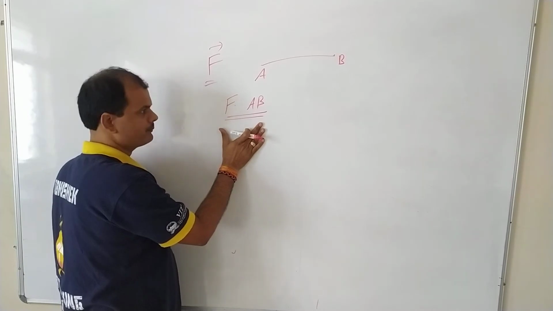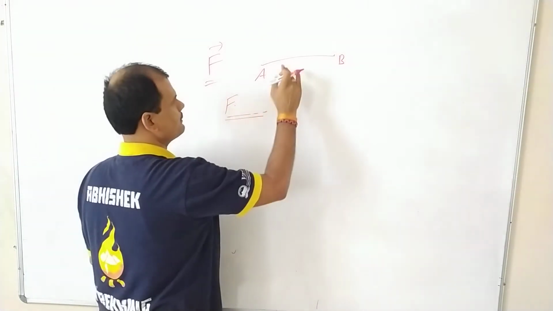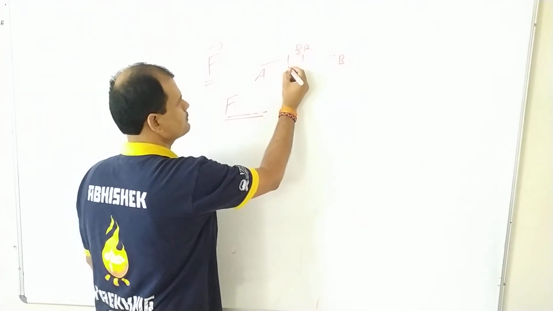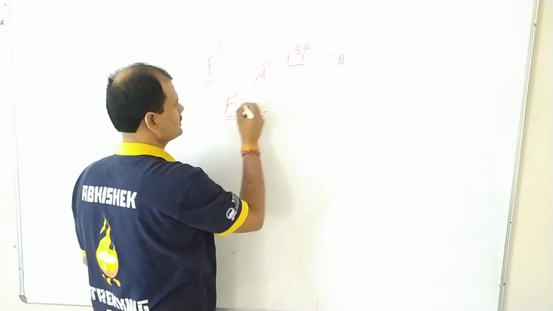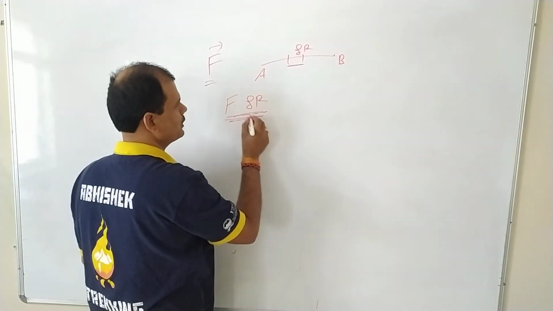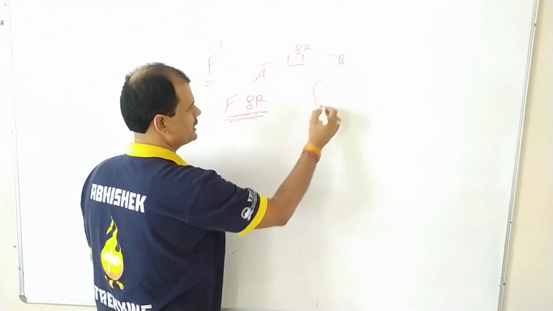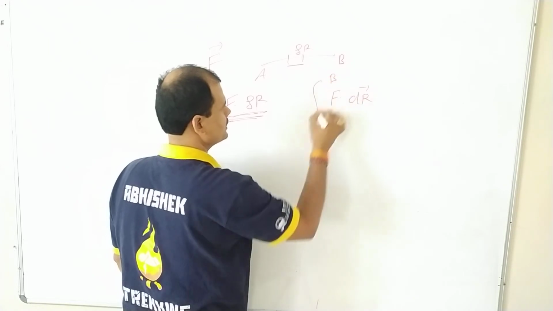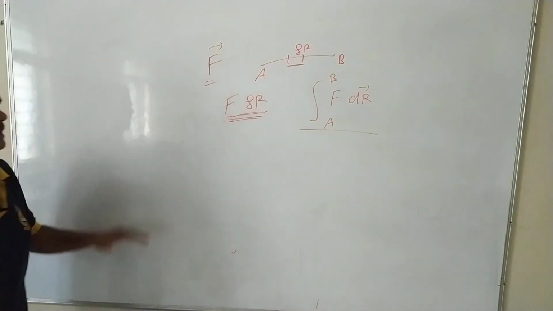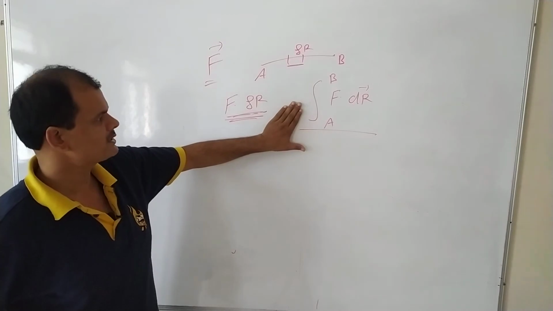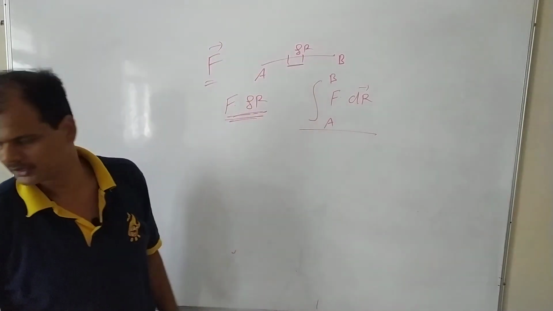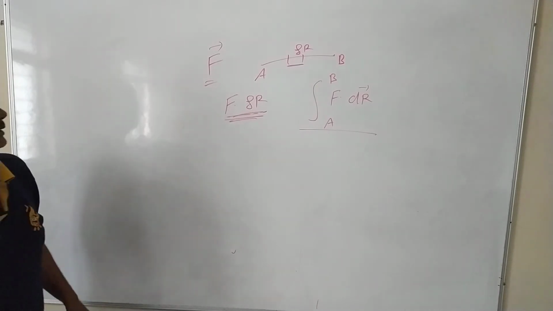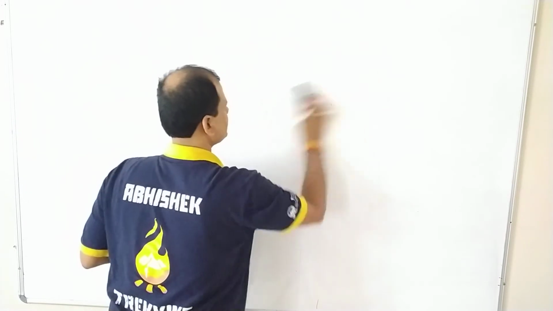So in the integral form, let us have this small delta R. If your particle is moving this distance, then F into delta R. So if you want from A to B, we'll have the integral of force into displacement from A to B. So this is the work done by the force F by displacing the particle from A to B. Okay. So this line integral is applicable for finding the work done by force vector F into dr.